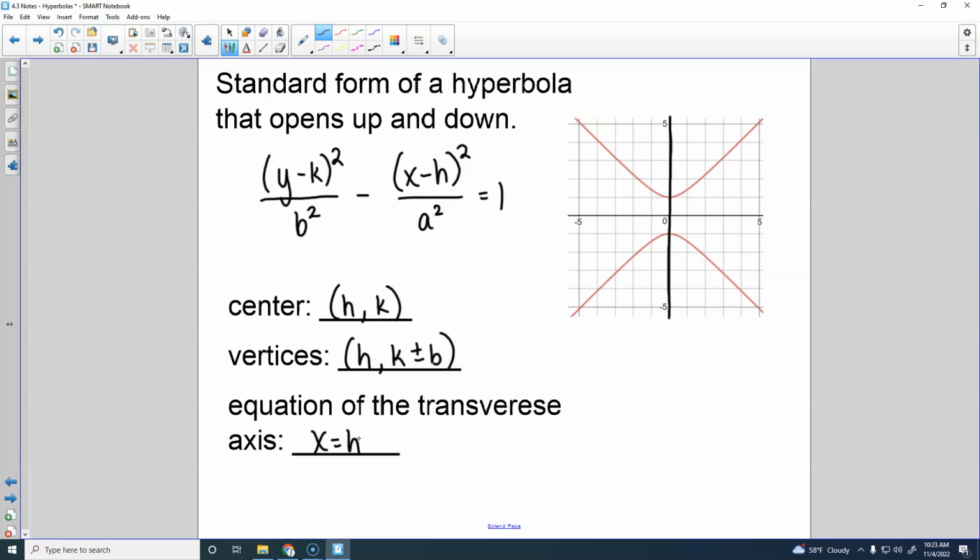You can also find foci of hyperbolas. We will not be doing that. The foci are like here and here. That's where they end up being.